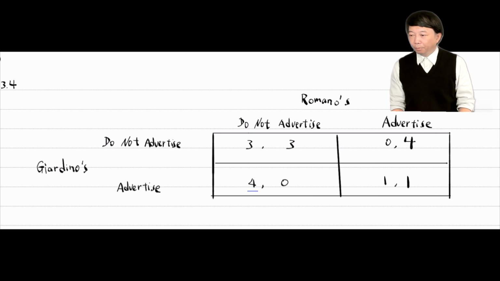We underline its profit 4. Given that player 2 chooses to advertise, player 1's best response is to advertise because it brings a higher profit. We underline its profit 1. Next, we figure out player 2's best response to its rival's actions. Given that player 1 does not advertise, player 2's best response is to advertise. Given that player 1 advertises, player 2's best response is to advertise too. We underline the corresponding profits.